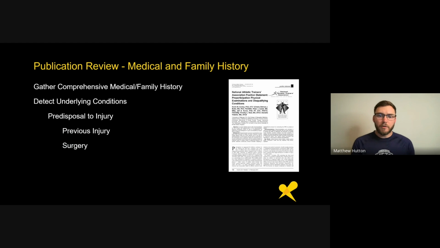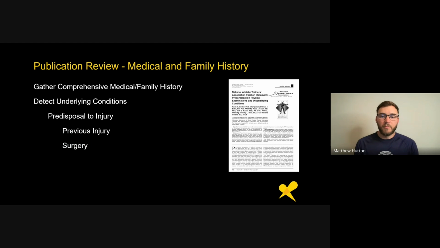So the first part of it, again, this is not surprising to anybody who's ever done a physical exam. The medical and family history is the first part. So gathering a comprehensive medical and family history. Again, this will allow you to detect underlying conditions. And a lot of times this is probably your biggest predictor of injury or illness. So the study found that around 75% of all pathologies were detected just through the history alone.